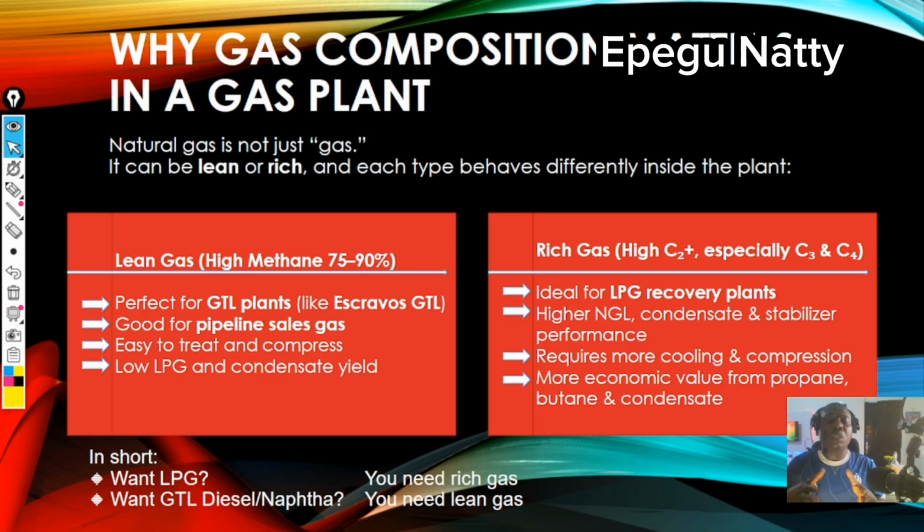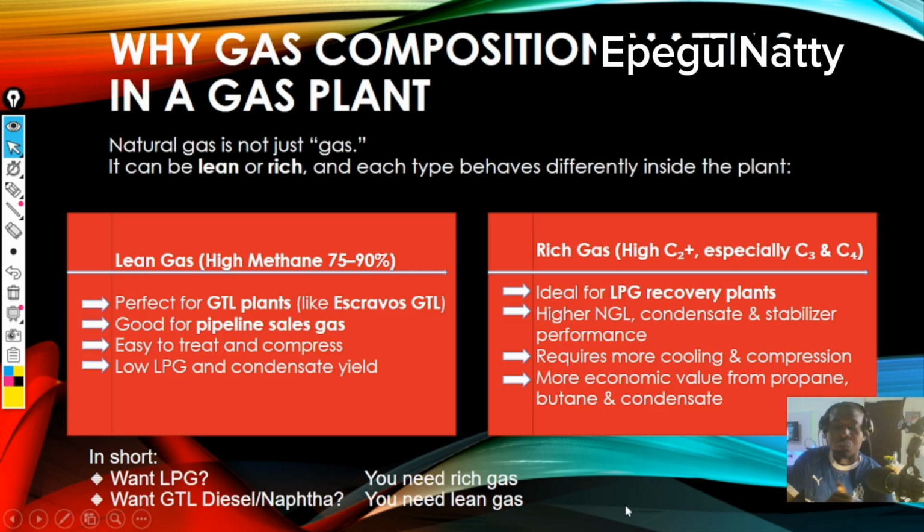Now, it is low in LPG and condensate yield, so you are not going to be getting more LPG, and you are not going to be getting condensate yield. If this kind of plant is, let's say, 90%, you don't even need LPG, or you can make LPG just to give your neighboring communities, but you are not getting a lot of it, just a little amount.